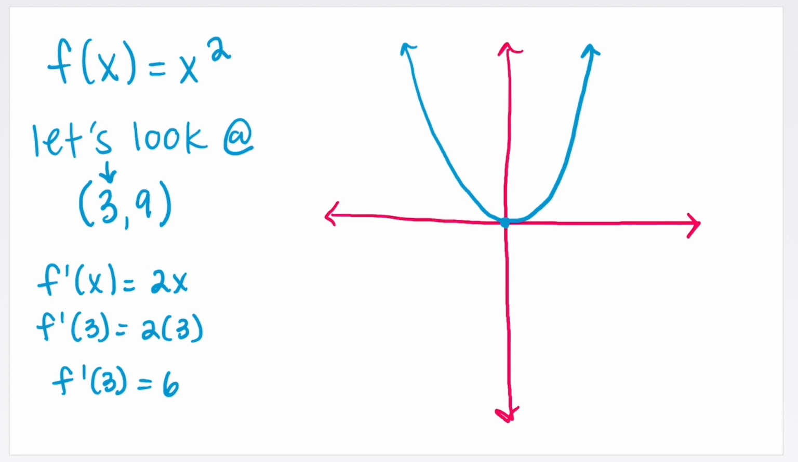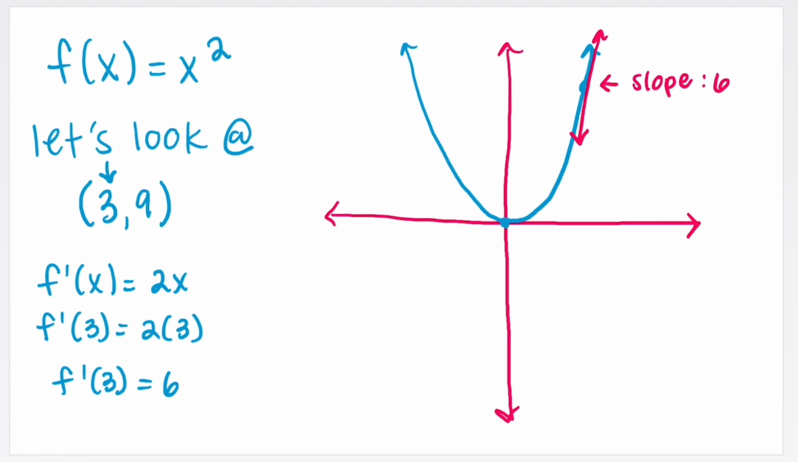So that means the slope of the tangent line at that point. I'm going to go to the point (3, 9) on my graph, which would be somewhere around here. The slope of the tangent line at that point is going to be positive 6. So the slope is going to be 6 at that particular value.